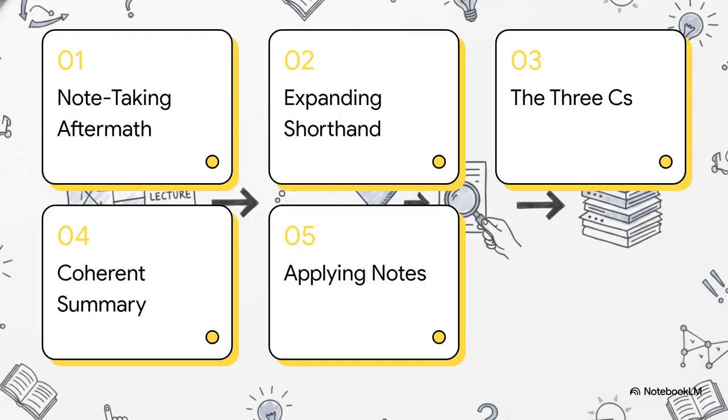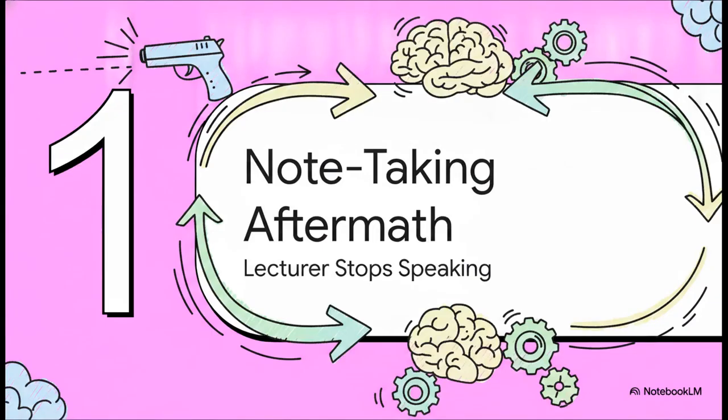Okay, so let's dive into this. Here is our roadmap for today. First, the note-taking aftermath, then expanding your shorthand. Next, the 3 C's of evaluation, followed by crafting a coherent summary, and finally, applying your reconstructed notes. Kicking things off with Section 1, the note-taking aftermath.